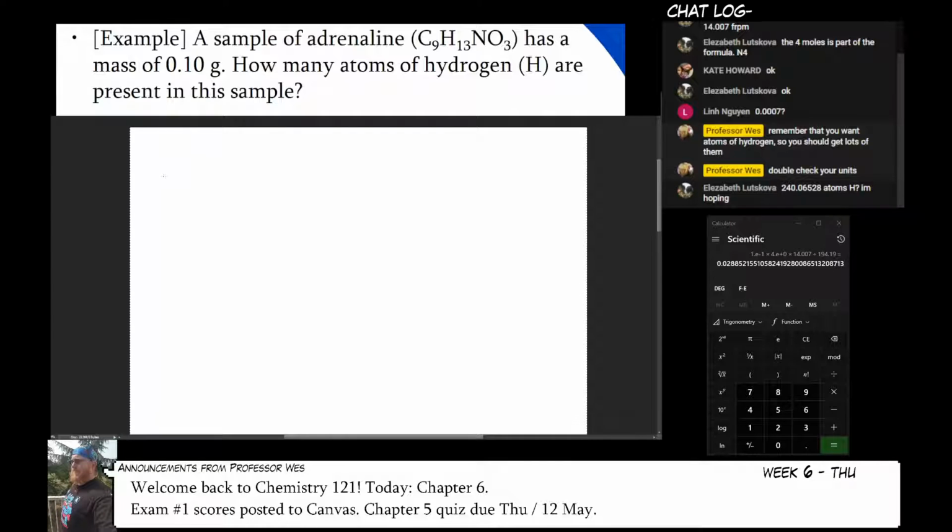Let's see. 0.1 grams of adrenaline. I'm just going to write adrenaline as that. And so I have a mass of adrenaline that I'm starting with. And my goal is to get it to atoms of hydrogen. So, when in doubt, convert to moles, right? So if I know moles of adrenaline, I can then find moles of hydrogen using the formula. And if I know how many moles I have, I can turn that into atoms, no problem.